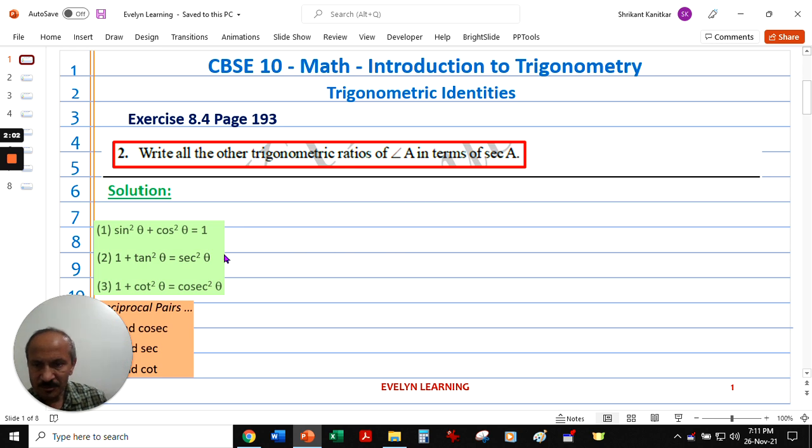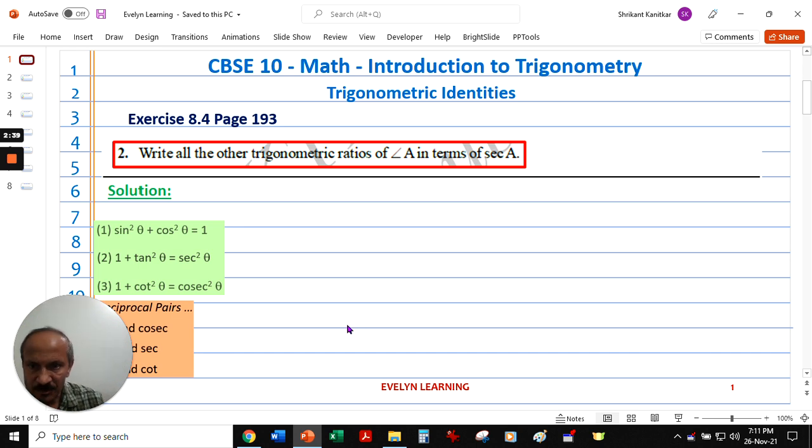So to help solve this question, I already pasted here the 3 basic trigonometric identities which you know are called Pythagorean identities. Sin square theta plus cos square theta equals 1. 1 plus tan square theta is equal to secant square theta, and 1 plus cot square theta is equal to cosecant square theta. And we also have here the reciprocal pairs. You know that sin and cosecant form a reciprocal pair. Similarly, cos and secant also form a reciprocal pair, and so do tan and cot.